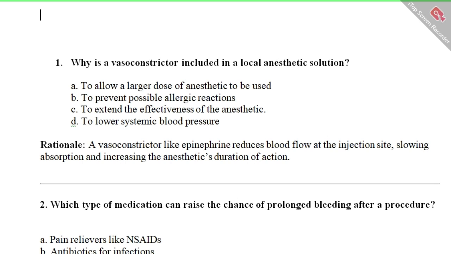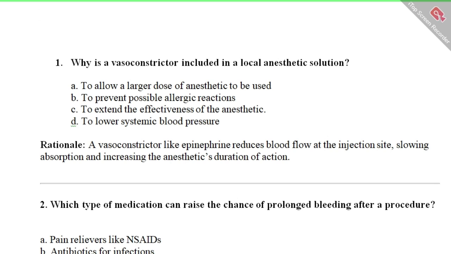Why is a vasoconstrictor included in a local anesthetic solution? So there are 4 options. Option A, to allow a large dose of anesthetic to be used. Option B, to prevent possible allergic reactions. Option C, to extend the effectiveness of the anesthetic. Option D, to lower systemic blood pressure. I will give you some time. Think about these options. What is the correct option?